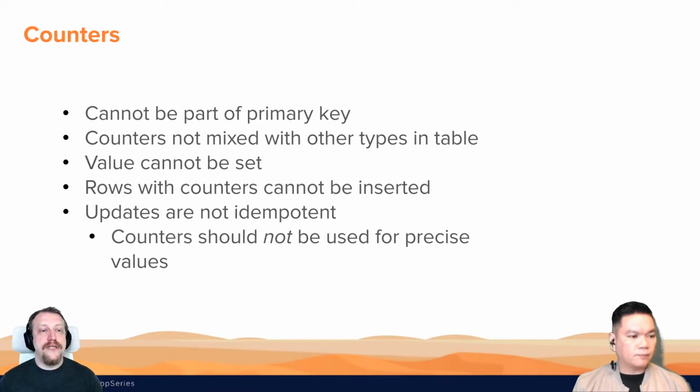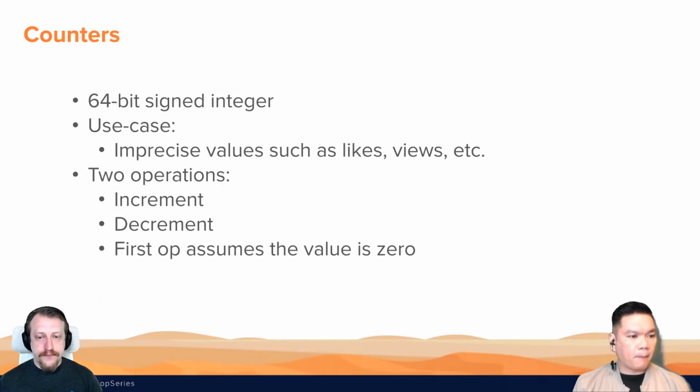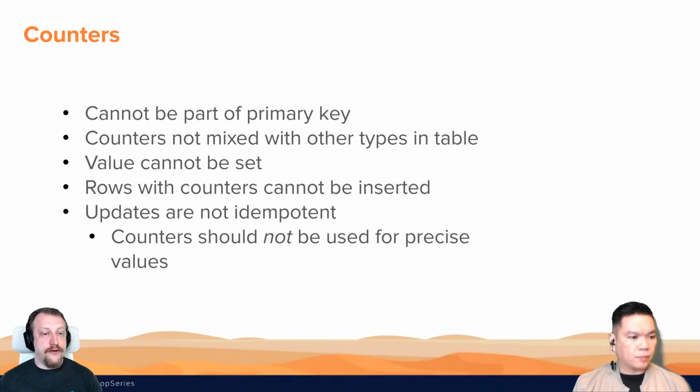Important limitations about the counters. Counter cannot be part of a primary key or especially partition key. Can you imagine a partition changing its token all the time? It will just lead to very bad consequences. Counters are not mixed with other types in a table. So if you have a table with a counter, you may have more counters there, but you don't want to have integers or text or things like that. Value cannot be set explicitly, but you can specify the amount of increment or decrement, so it works mostly the same.